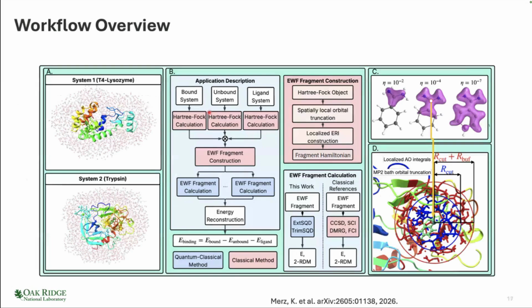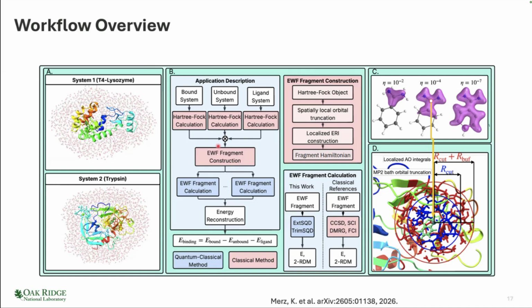So here's another workflow overview. Very similar starting case where, if you want to measure now a binding energy, you need the bound system, the unbound system, and the ligand. So taking the difference between this and these two should approximate your binding energy with, yeah, some approximation there that we'll get to.